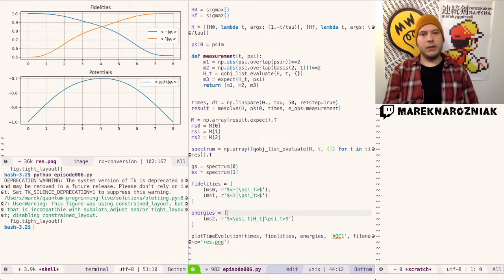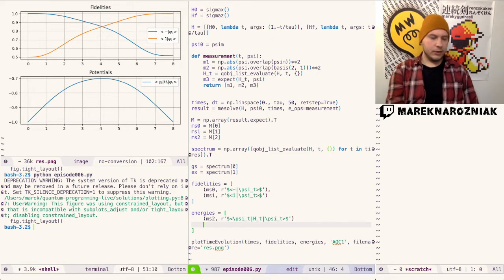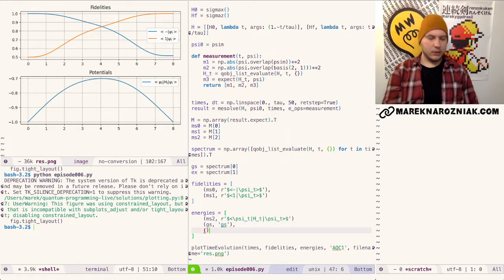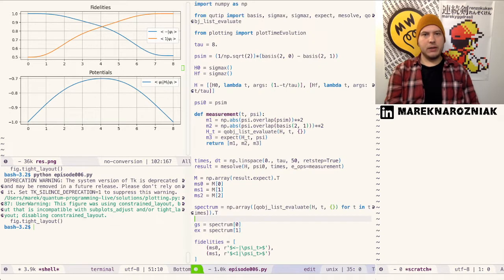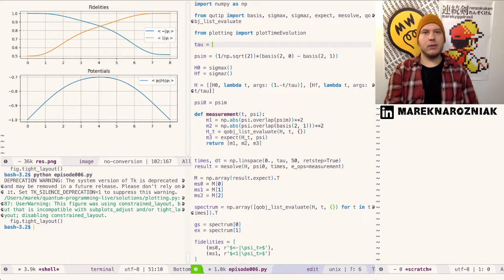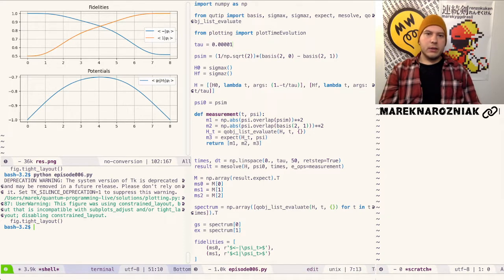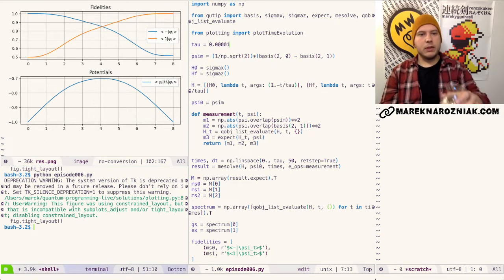Let's include them here. This is going to be the ground state, let's call it GS, and this is going to be the excited state, let's call it EX. Let's also go back and run it super fast so that we can see the line not covering. I think we started with something of this order, an almost instantaneous change. Okay, let's run it and see what it gives.